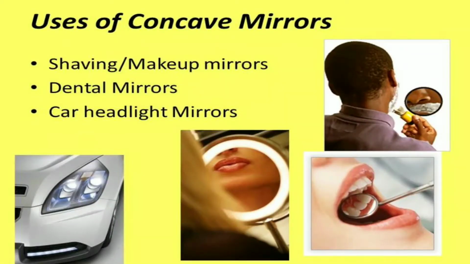First, the uses of concave mirrors. It is used as a shaving mirror or makeup mirror. It is also used as a dental mirror which the dentist uses to see our teeth. It is also used in car headlight mirrors.